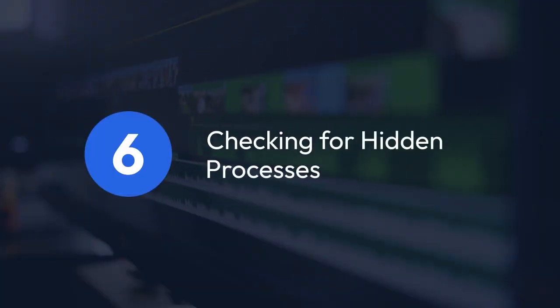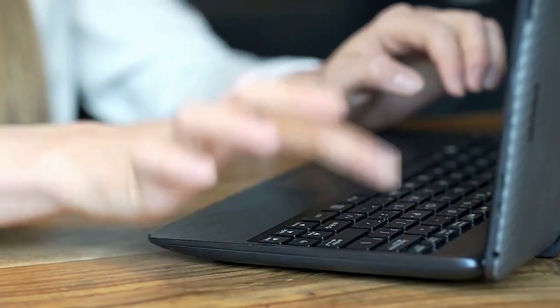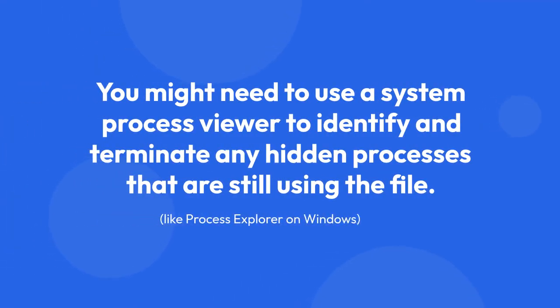Checking for hidden processes. In rare cases, a background process might be holding the file open even after the main program is closed. You might need to use a system process viewer, like Process Explorer on Windows, to identify and terminate any hidden processes that are still using the file.